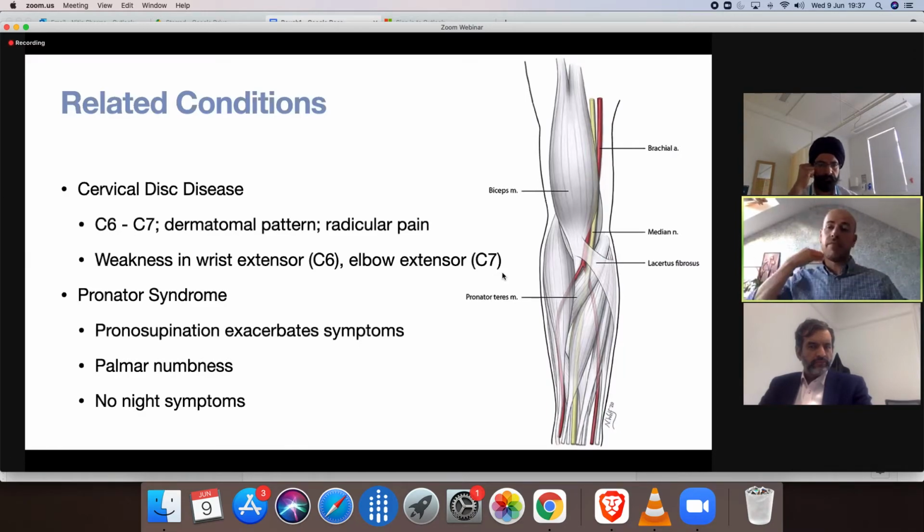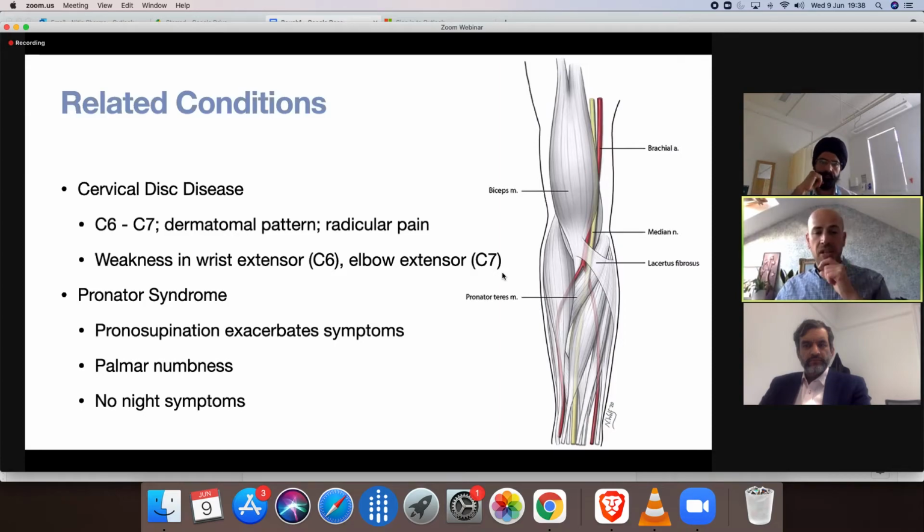Patients do tend to have more radicular symptoms with more proximal disease, and it's typically reproduced with neck movements, like we said earlier on. If this is the case, one should really perform an upper limb neurological examination rather than the simple examination that we did earlier on. And you look for things such as weakness in the wrist extensors or the elbow extensors.